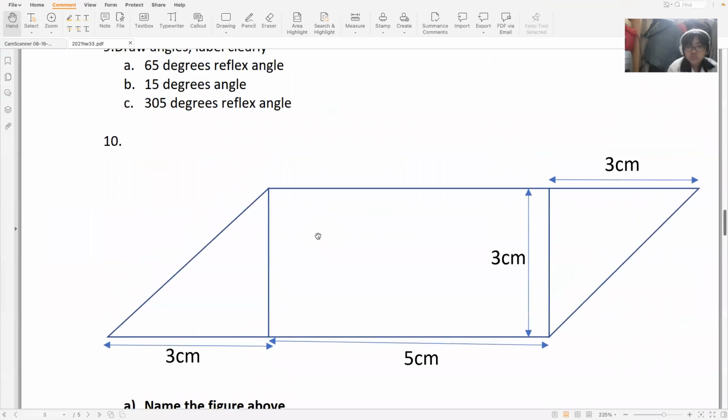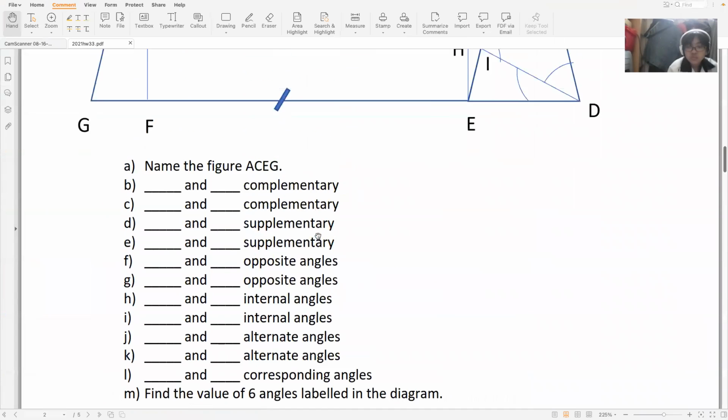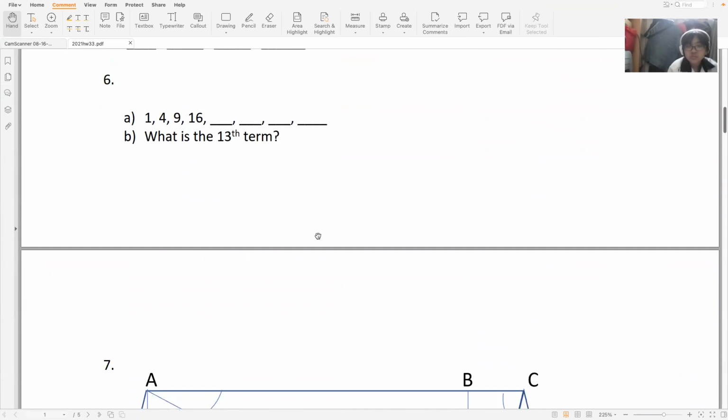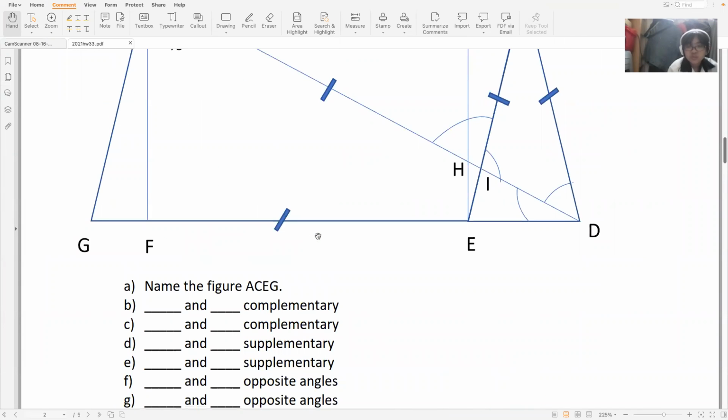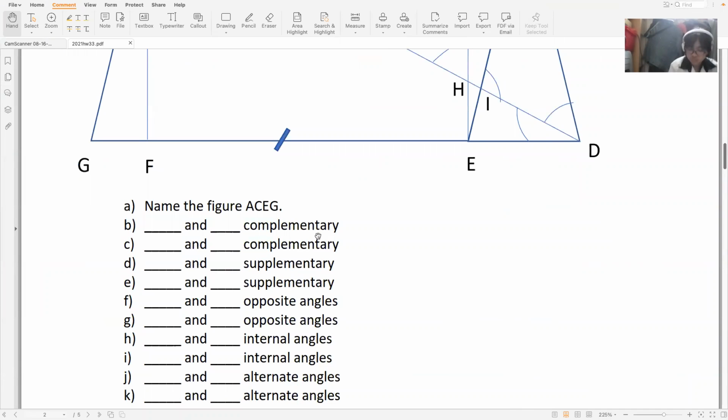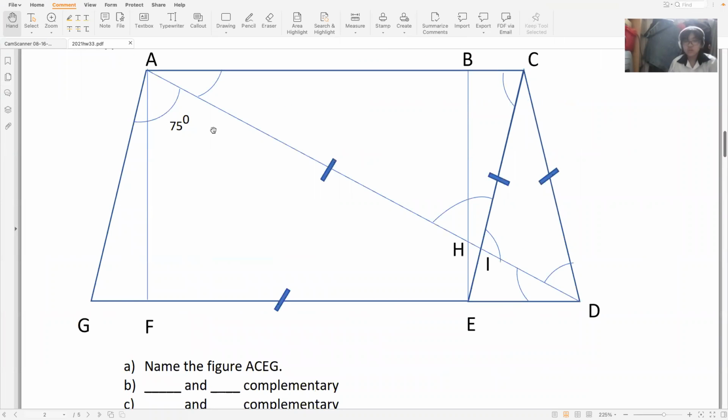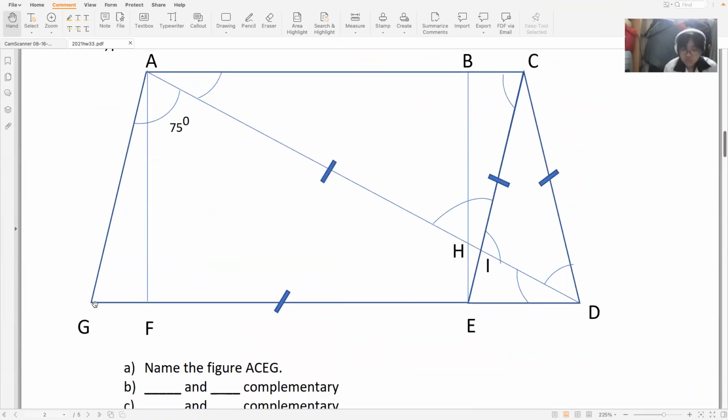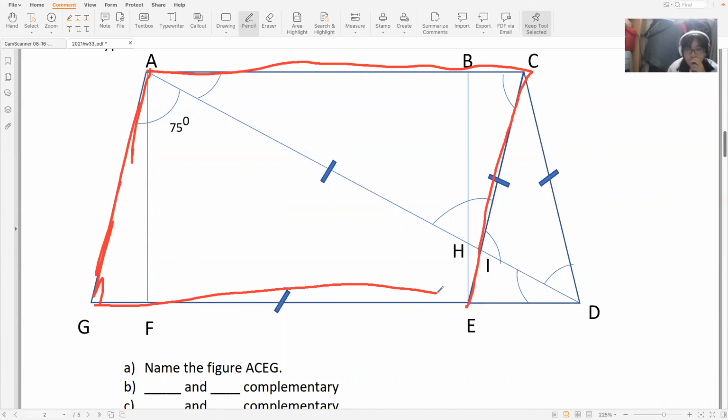I think there are 2 questions in this case. Yeah, you see? There's one where they ask for ACEG. They ask for ACEG. So basically, they only want this part. You see, they don't want the whole figure. The whole figure is a trapezium, but they only want this part. So what figure is this?